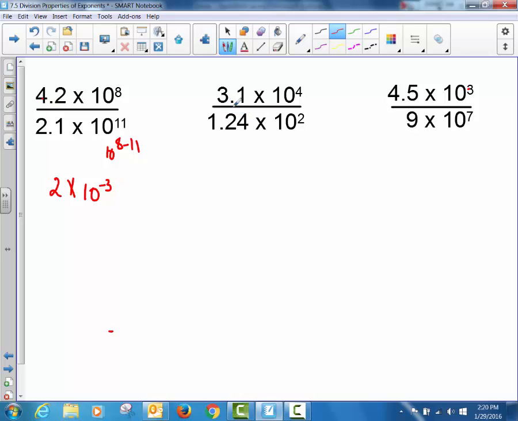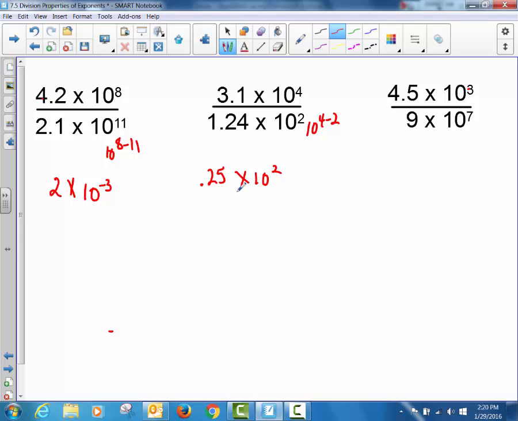Alright, let's try this one. 3.1 divided by 1.24. If you put that in your calculator or if you do it longhand, you'll get 0.25 times, and this is 10 to the 4 minus 2, which gives us 10 to the 2nd.